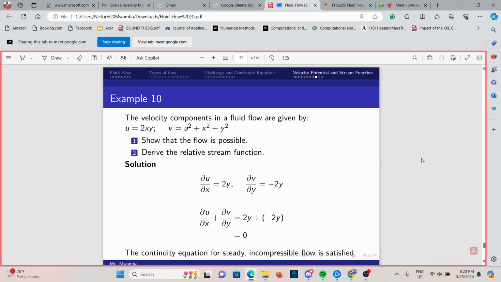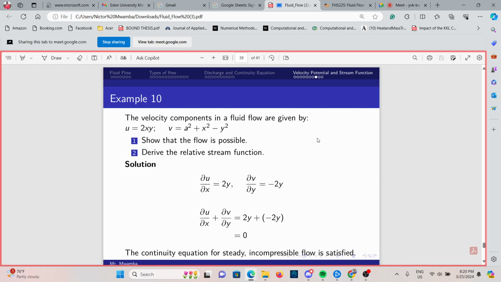So the next, this is another example. The example is saying that the velocity components in the fluid flow are given by this. We have two velocity components, u and v. Show that the flow is possible, and derive the relative stream function. To show that the flow is possible, we use the continuity equation. This is a two-dimensional flow because it only has the x and y velocity components.